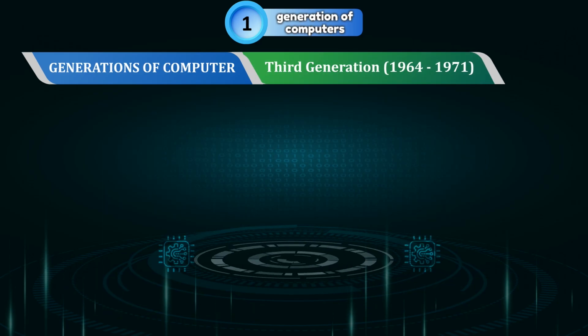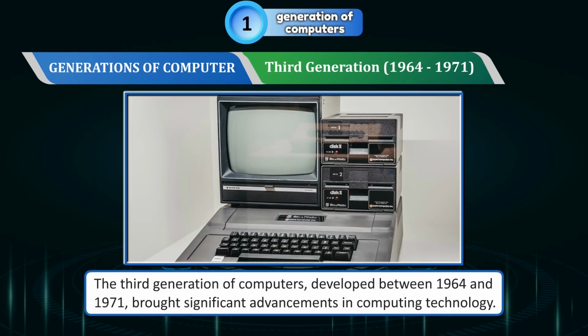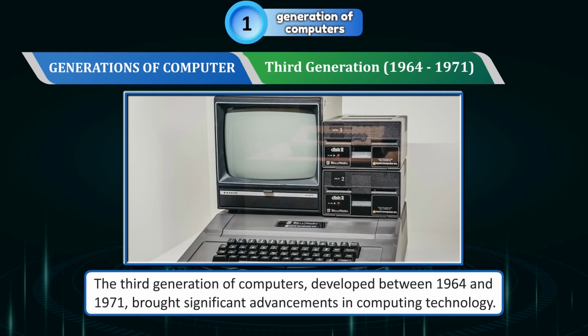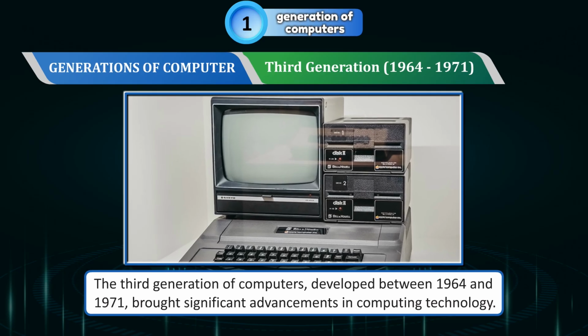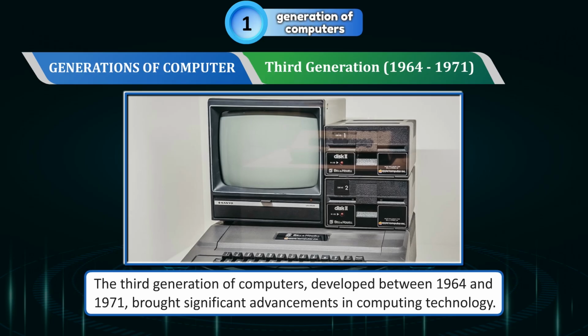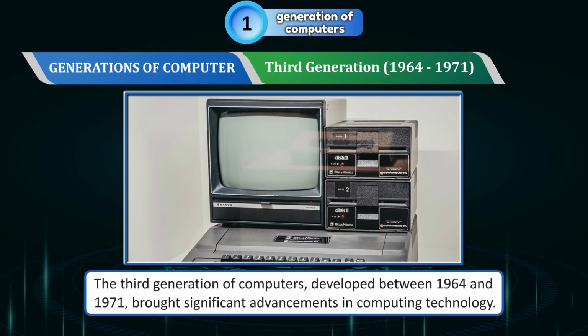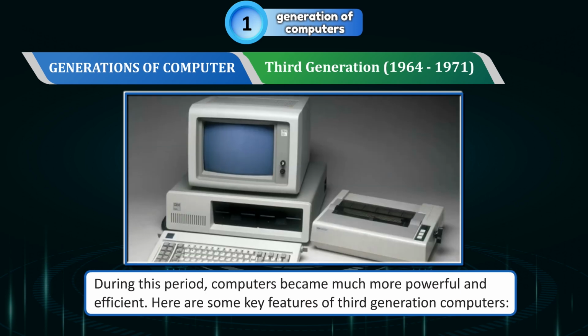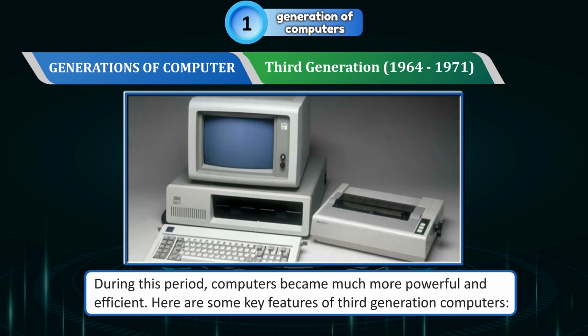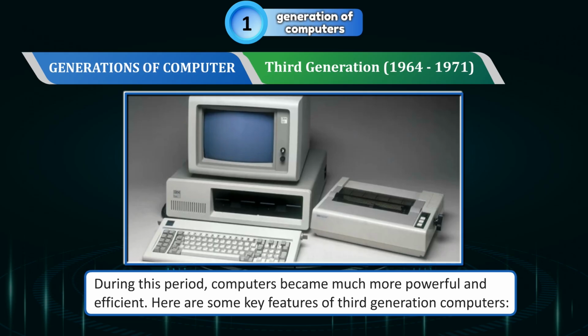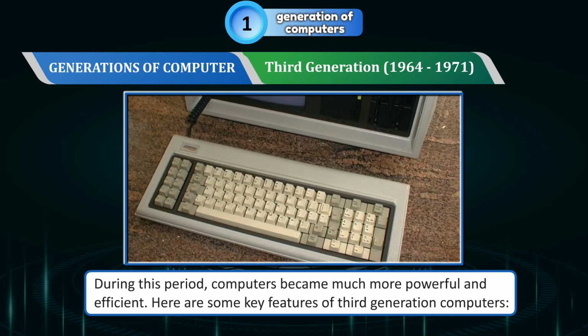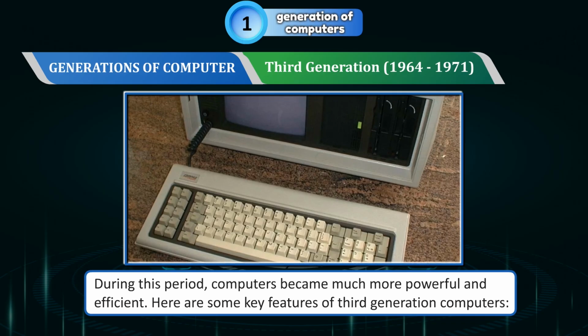Third generation, 1964-1971. The third generation of computers, developed between 1964 and 1971, brought significant advancements in computing technology. During this period, computers became much more powerful and efficient. Here are some key features of third-generation computers.